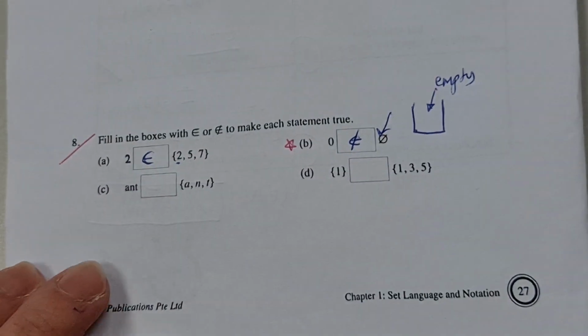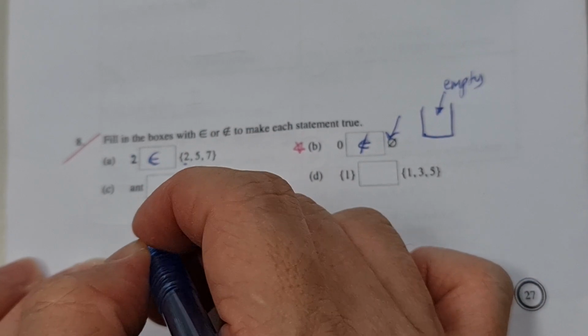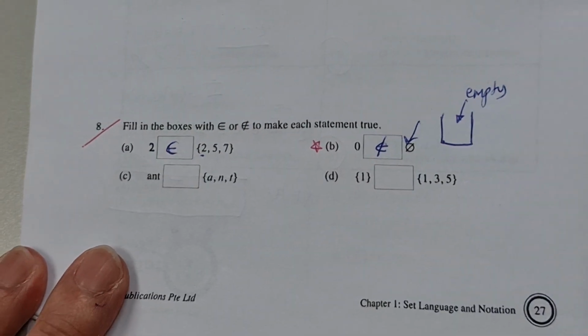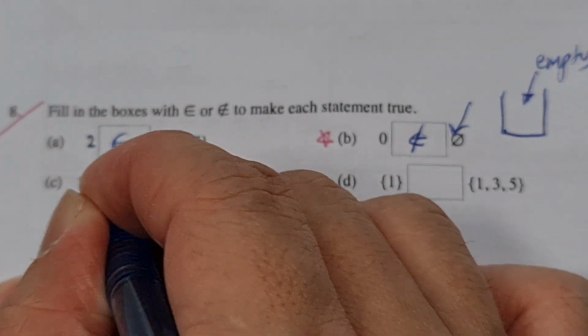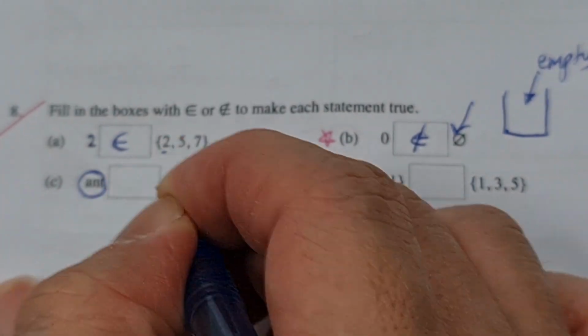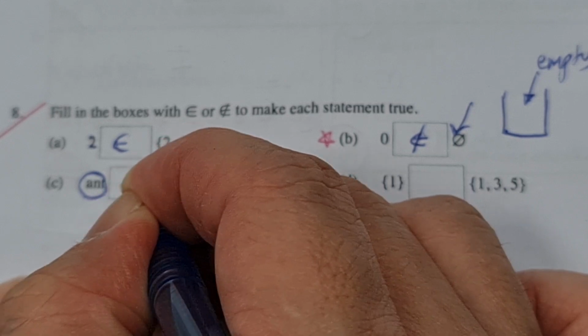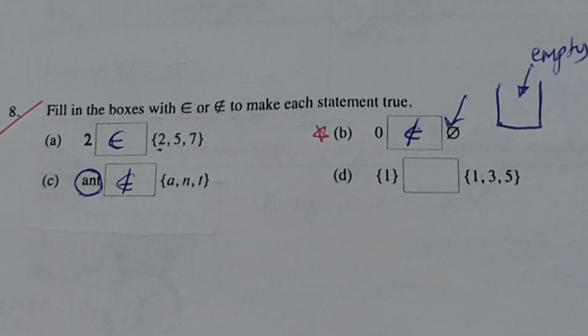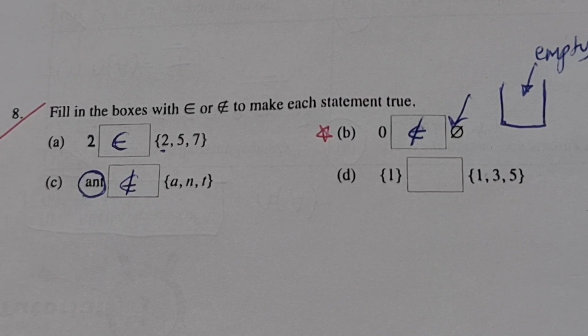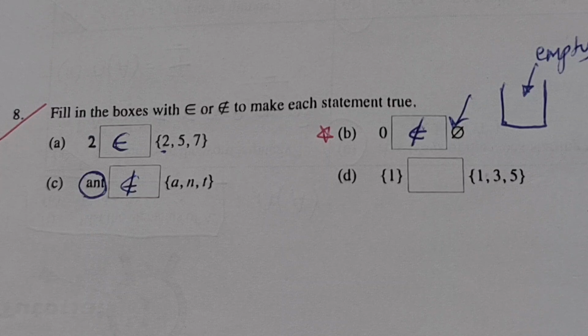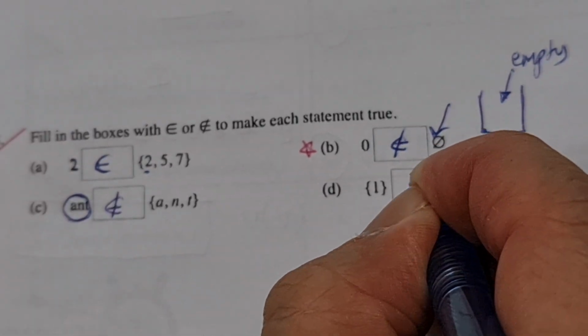Well done. And part C, I previously mentioned there's a difference with and without a comma. Here n itself is just one element, so there's no n inside. We have individual elements a, comma, n, comma, t. We cannot combine them and make a word n. So it's not an element of that. And last but not least, this is also not an element.